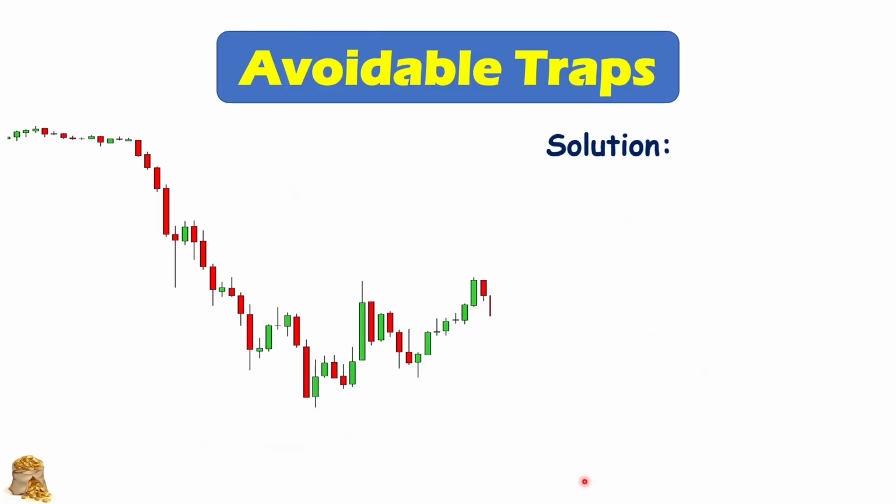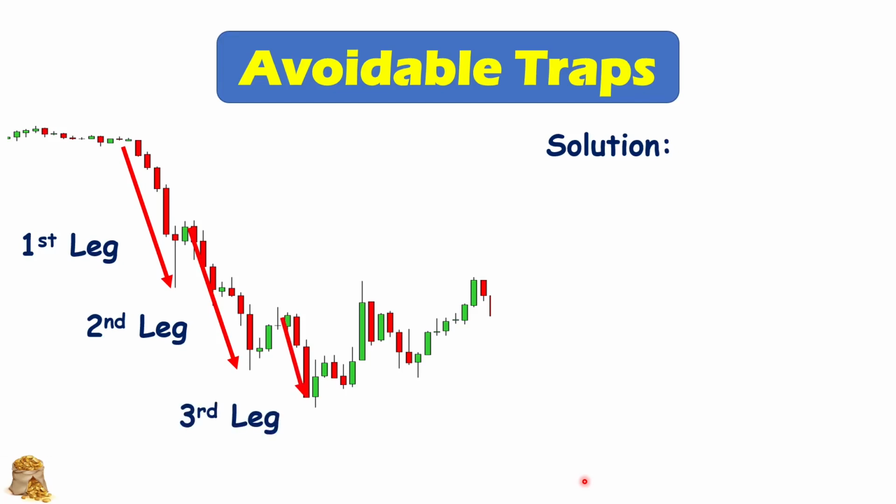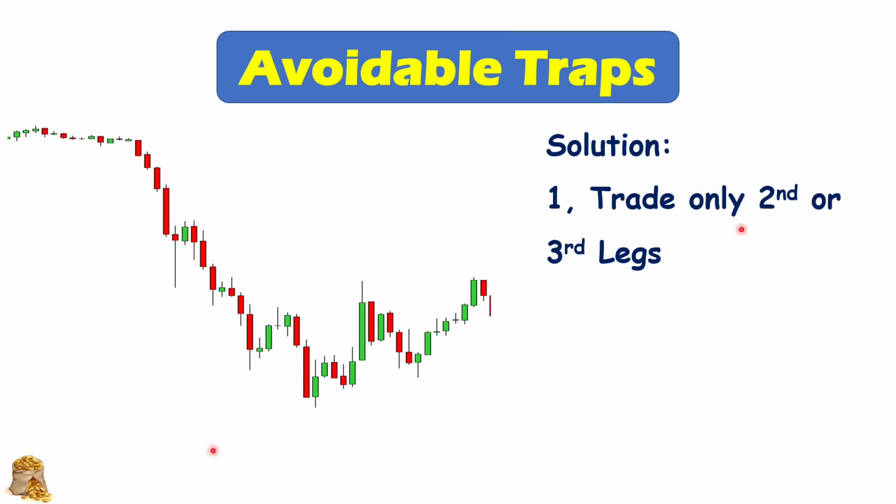To avoid this type of trap, we need to understand the market. In this chart, we have the first leg, and then the second leg, and the third leg. So the second leg down has a higher probability, and then the probability for the third leg is reduced. Normally, the fourth, fifth, or even later legs have very, very low probabilities. So the solution is we trade only the second or the third leg, or even we only trade the second leg, which has the highest probability.